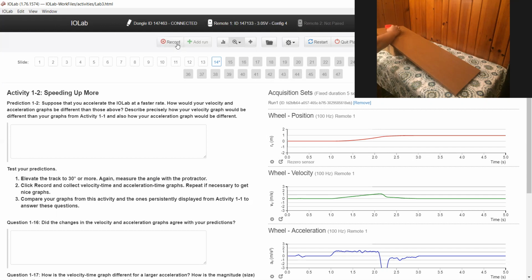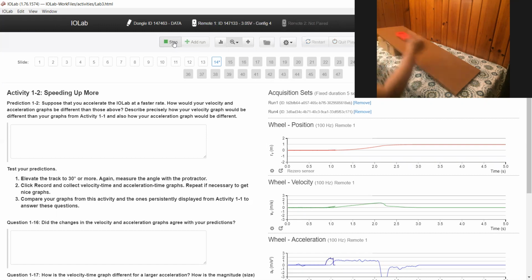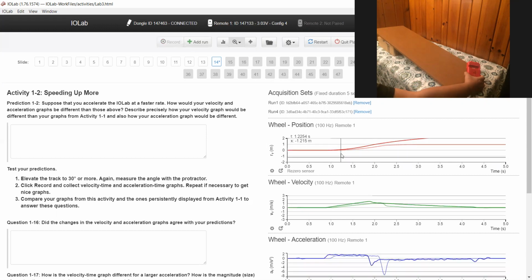Now you can click on record. It is better if you can do it at similar times here so that you can compare. If you are not satisfied, you may do it again. You can keep it here. Okay, we can add run, and then I can leave it. Make sure to catch it. Oh, I didn't record. Sorry about that.